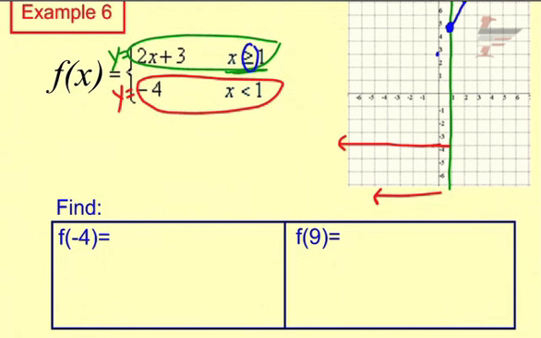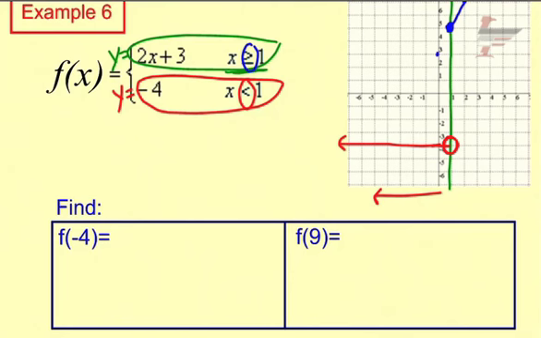So we have to figure out, are we going to have an open circle or a closed circle where our y equals negative 4 line hits our vertical line, and this is going to be an open circle because it's a less than inequality. So we're done with the graph.